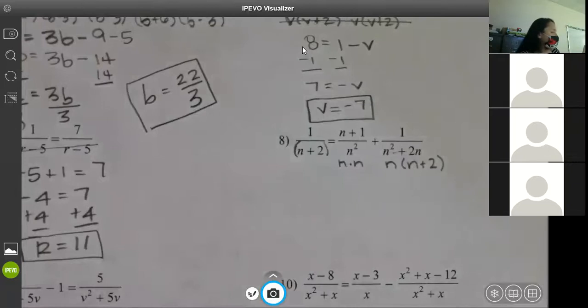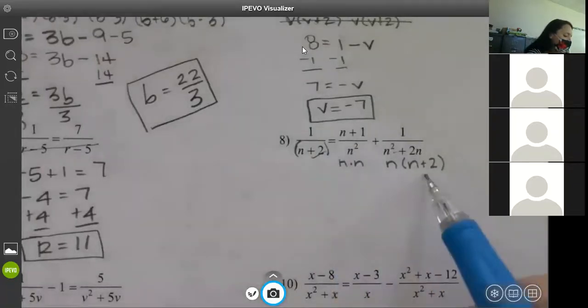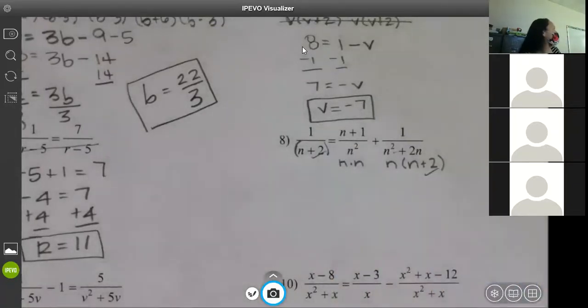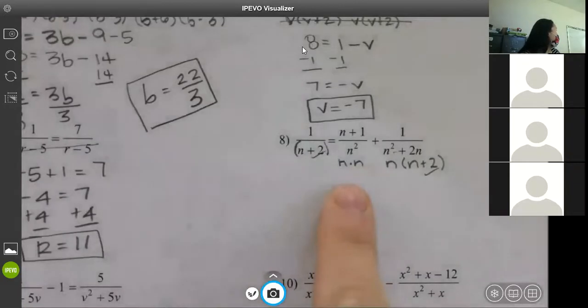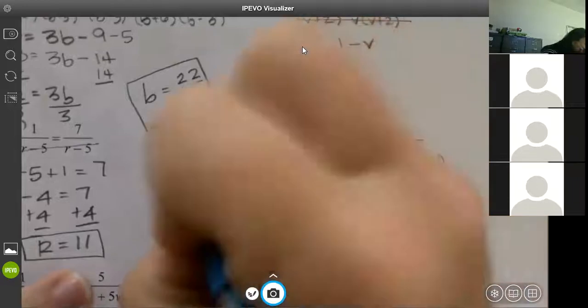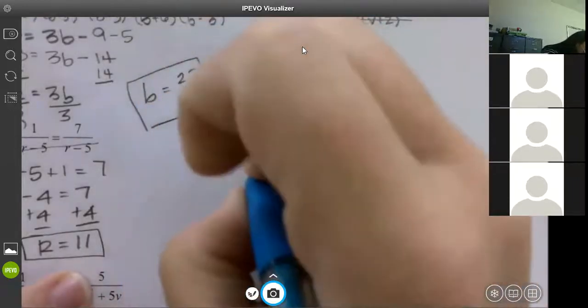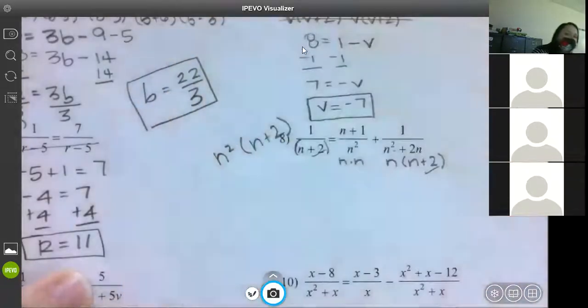N plus 2 is one part. So we got this part. How many n's do we need for it to be common? 2, since this one has 2, whatever the highest number is, they all need to have 2. Has everybody got it? Always the highest number. So this first one, here's your common denominator, n squared, n plus 2.